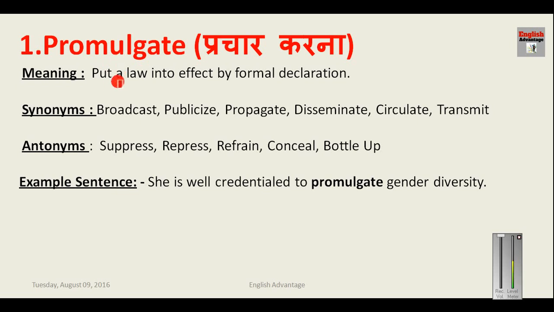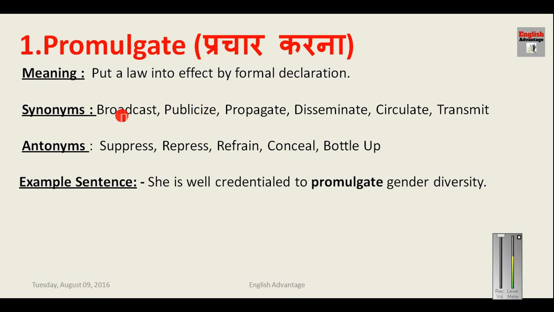So promulgate means put a law into effect by formal declaration. This is the meaning, and here I have given multiple synonyms just to facilitate your preparation for the competitive exam. Broadcast, publicize, propagate, disseminate, circulate and transmit. So these are the corresponding synonyms of this word promulgate. Broadcast, publicize, propagate, a very common word, propagate, disseminate, circulate and transmit.